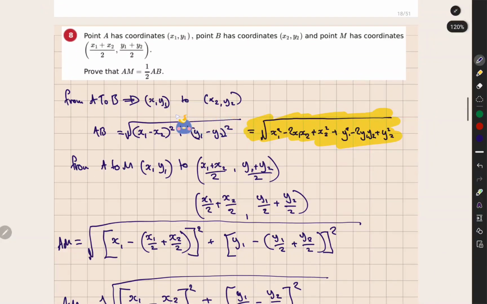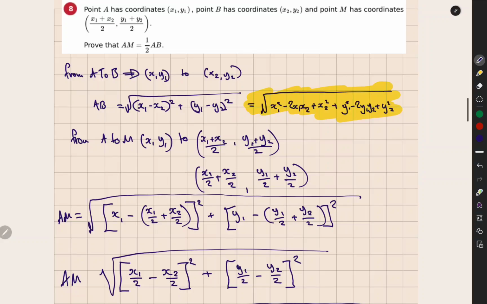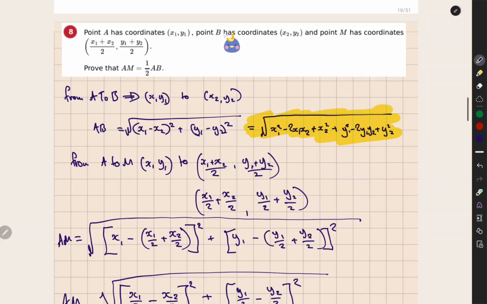Please see an example of the question that we were going over in the lesson today. That was quite lengthy. Just to clarify, you've got your A and B given in these two coordinates here, with a midpoint M being here, and you want to prove that this is half of this.